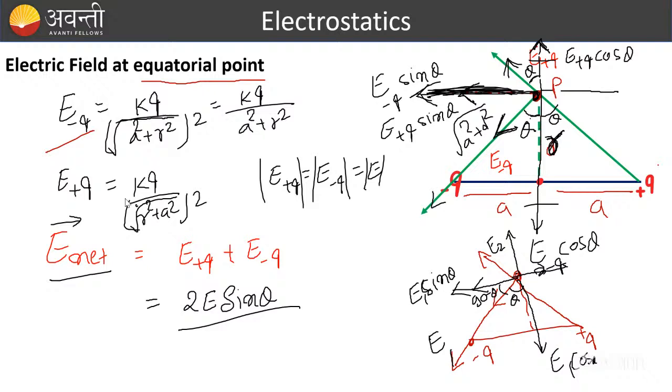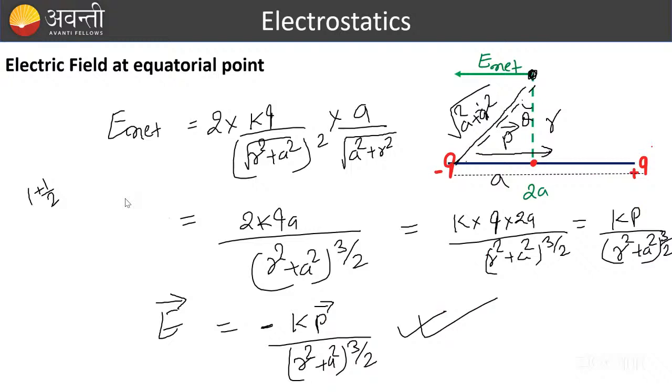After that, what I did is I have broken E into its value, that is KQ by R square plus A square. And then I put in the value of sin theta. If you talk about this triangle, what is sin theta? Sin theta is A by root under A square plus R square. So I put this. After that I have just done mathematics. If you do the mathematics, you will get electric field minus Kp.